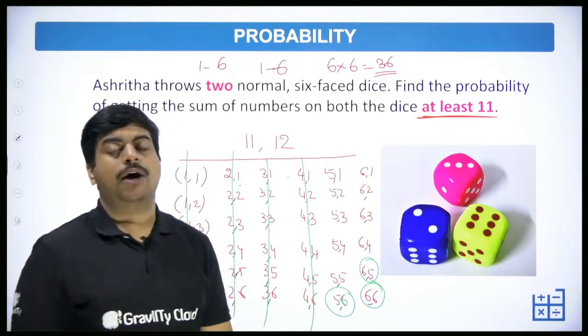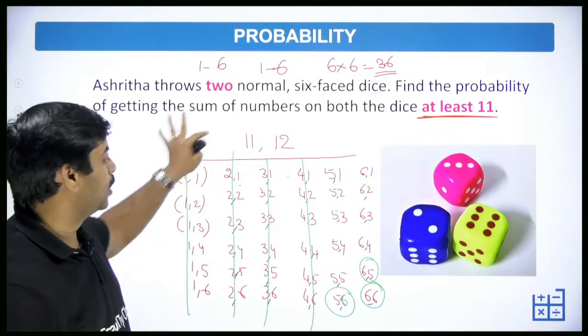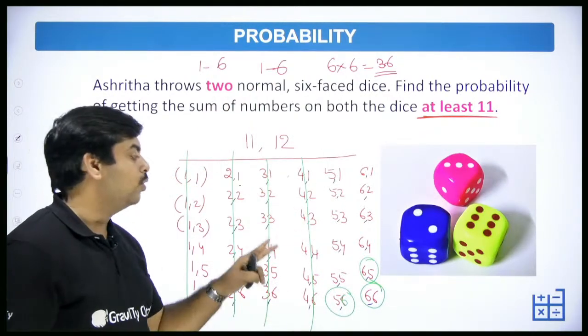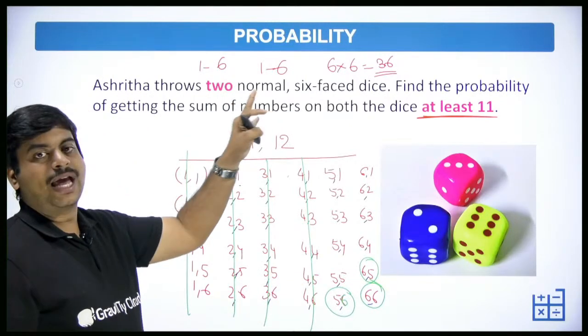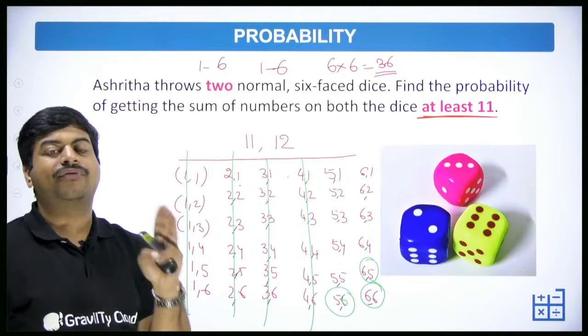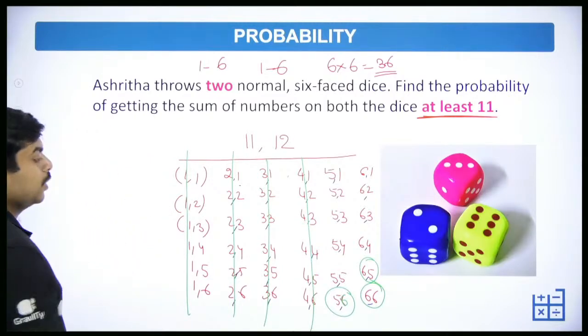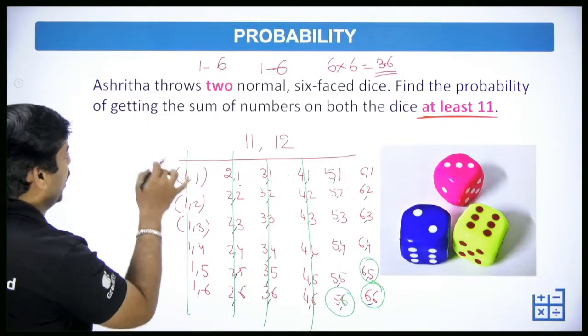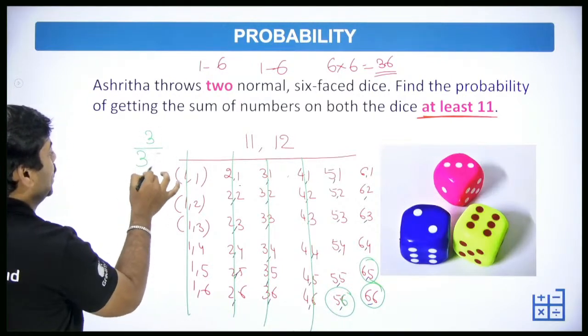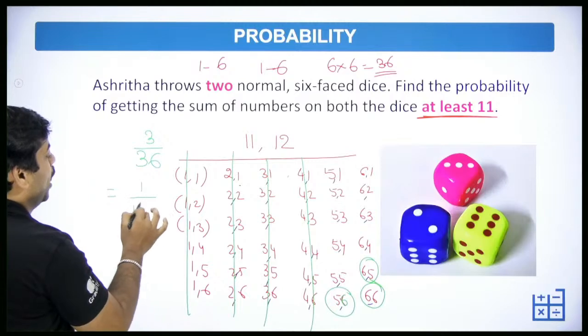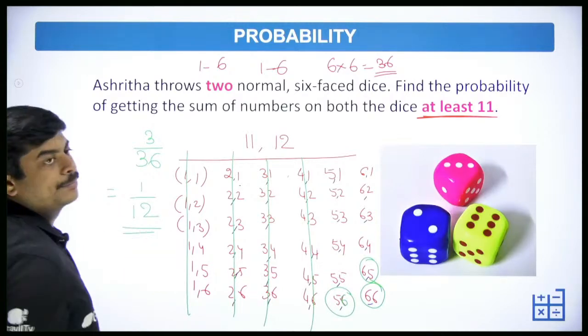So that means out of the total 36 cases, only 3 are favorable to us, right? So out of 36, only 3 are favorable. So number of favorable by the total number of cases is 3 by 36, that is 1 by 12. So that is the probability.